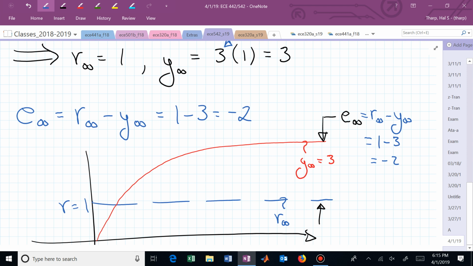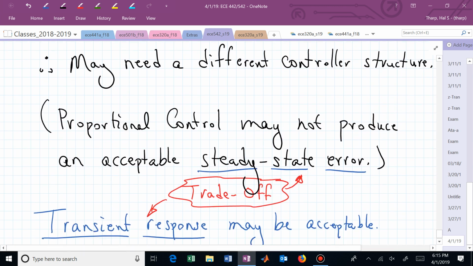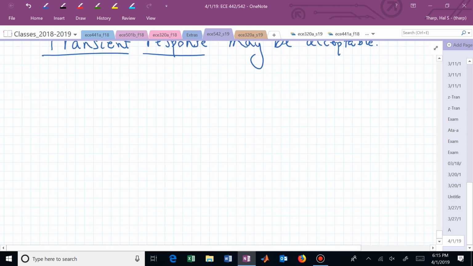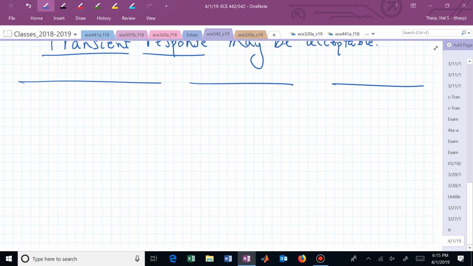Yes, so it looks weird maybe. Why are we getting an error of -2 when we're bigger than our reference? But it's the way that we've defined the error: the reference minus the output, negative output feedback. Let's examine K a little bit more before we start worrying about adding an I or a D into our controller structure. Now let's just continue to work a little bit with the P.